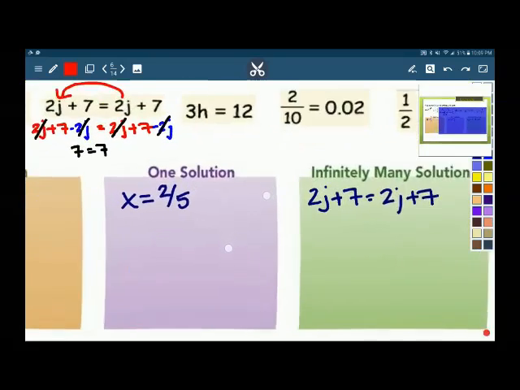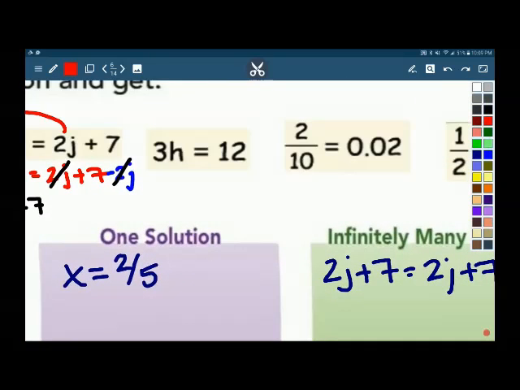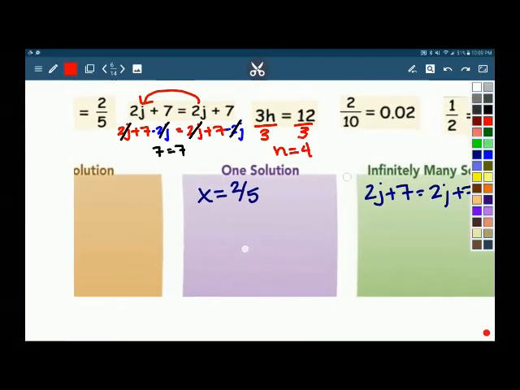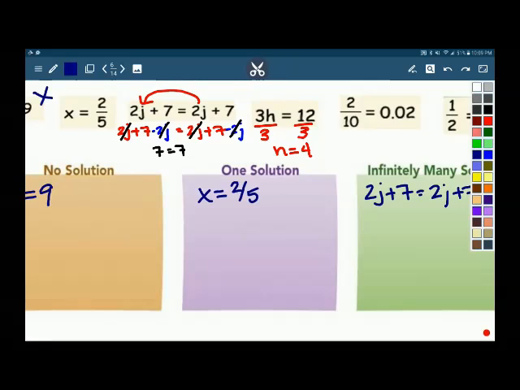So let's take a look at the fourth equation here. Let's actually solve for h here. Let's see if we can. If we divide by 3 on both sides, we get h is equal to 4. Now, since the variable did not cancel and we found out what the one number h can equal is, that means there is one solution. So we're going to put that under the one solution category.